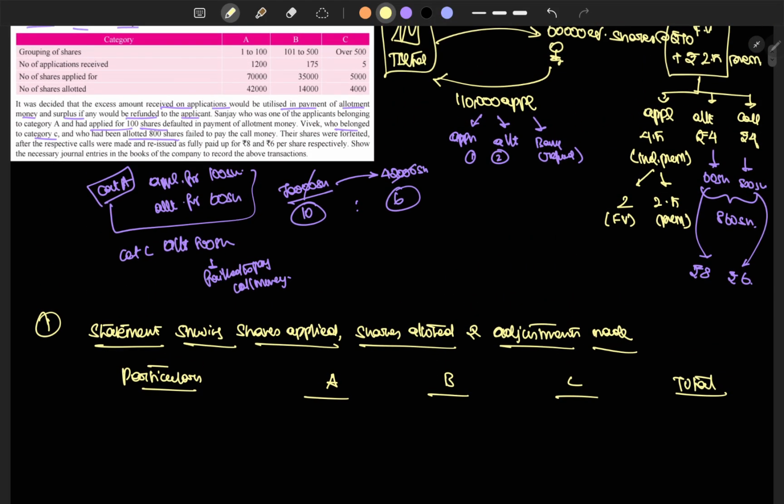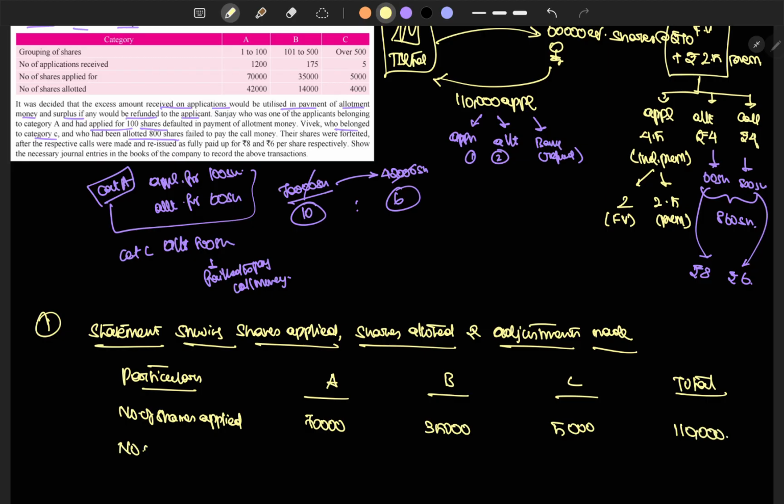How many number of shares have been applied? Number of shares applied is 70,000. 35,000 shares have been applied by category B, and 5,000 shares have been applied by category C. Totally 110,000, it is oversubscribed.